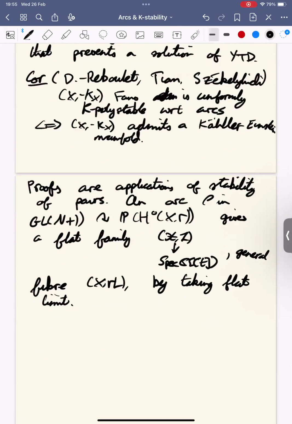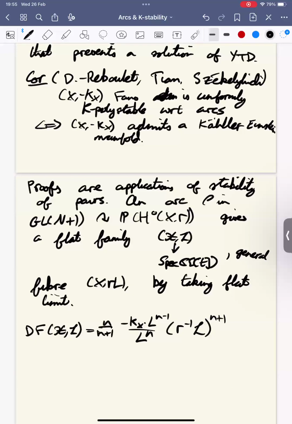Okay, so then we define a number. So the Donaldson-Futaki invariant of an arc is n over n+1, where n is the dimension of X, and then minus K_X dot L to the n minus 1, which looks like the first coefficient of the Hilbert polynomial in asymptotic Riemann-Roch, over L to the n, which looks like the leading order term of the Hilbert polynomial. And then I do curly L to the n+1, plus, and I'll tell you how to interpret that in a moment, curly L to the n dot the relative canonical class over spec C[[t]]. I mean, this is just the relative canonical class anyway.